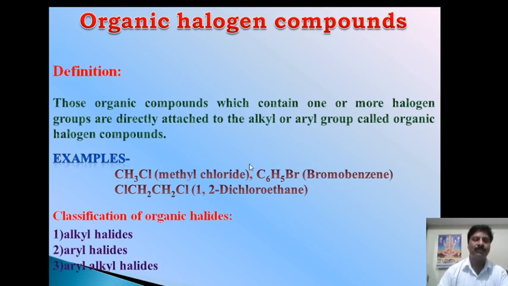Now coming to the classification of organic halogen compounds or organic halides. First one is alkyl halides, second one is aryl halides, and third one is aryl alkyl halides. According to your syllabus, they are classified into 3 categories. We have to study one by one.